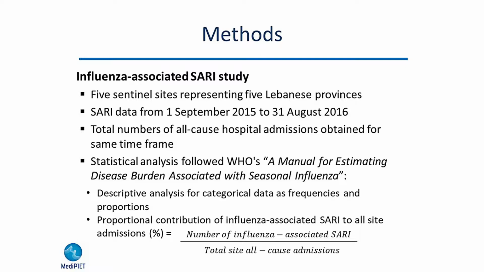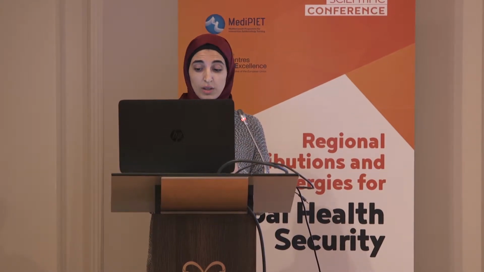Our statistical analysis was based on WHO's manual for estimating disease burden associated with seasonal influenza. We conducted descriptive analysis for categorical data as frequencies and proportions. We, of course, came up with the proportional contribution of influenza-associated SARI to all sites' admissions as a percentage, and it was the total number of influenza-associated SARI divided by the total number of the sites' all-cause hospital admissions.